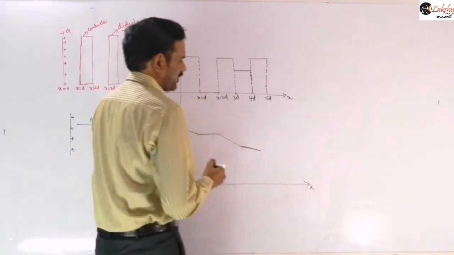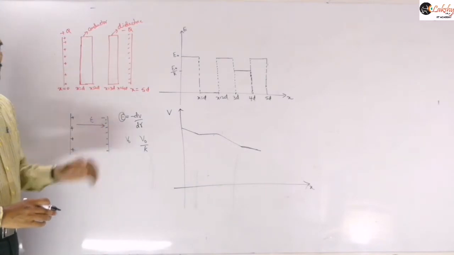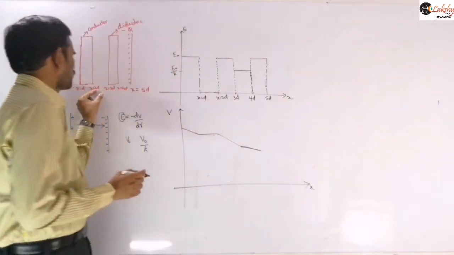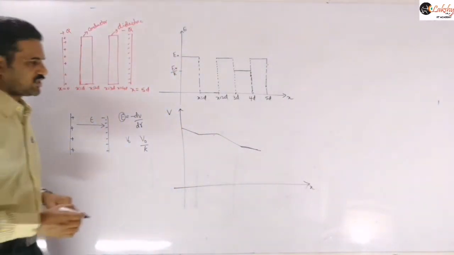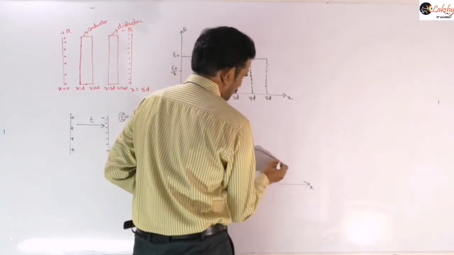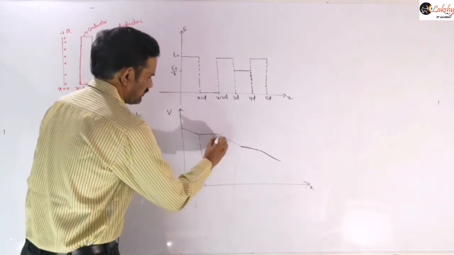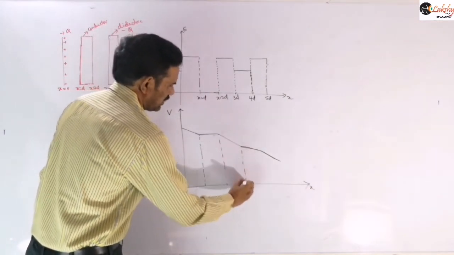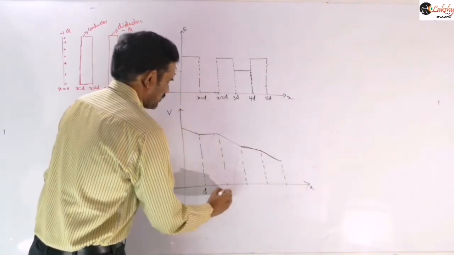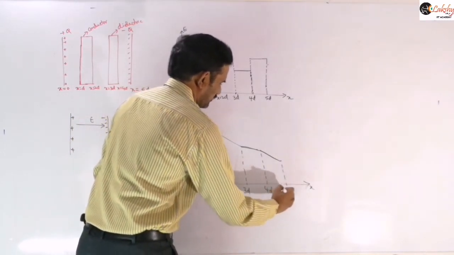This is until 4D. Then again from 4D to 5D, we are in air medium, so you will get a similar change as from 2D to 3D or from 0 to D. So you will get a similar graph here. This is D, 2D, 3D, 4D and 5D.